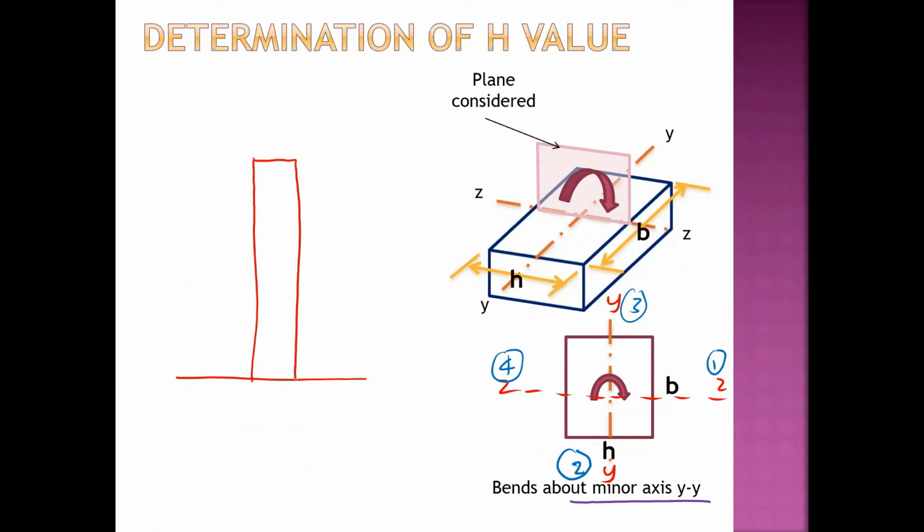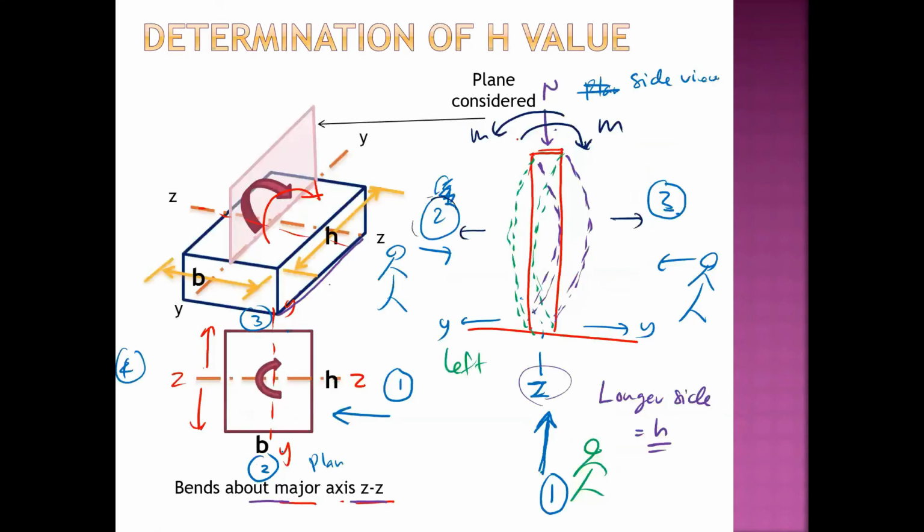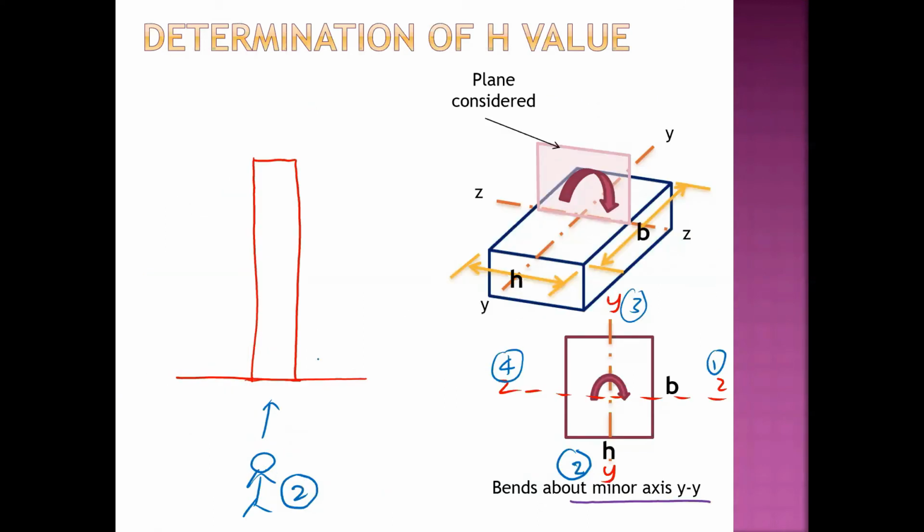Here is the column, and we are sitting here from direction number 2, from position number 2. We look at the column. So this is the ZZ, this is the direction of Z, this is the axis, and this is the YY axis.